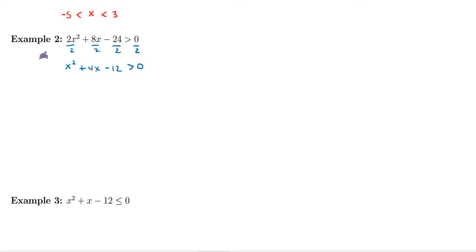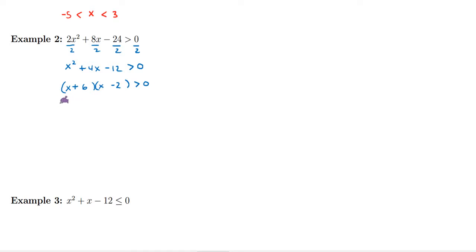Okay, so what's the next step? We're comparing this to 0, so we're going to factor the left side. So this is x. We want the product to be minus 12 and the sum to be 4. So that looks like it should be plus 6 minus 2.